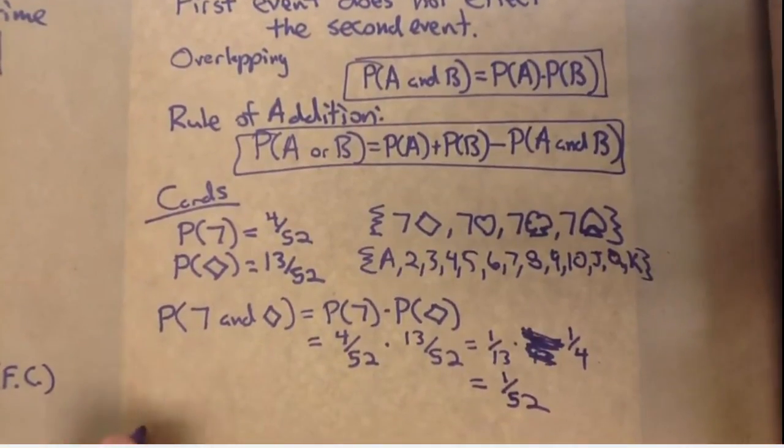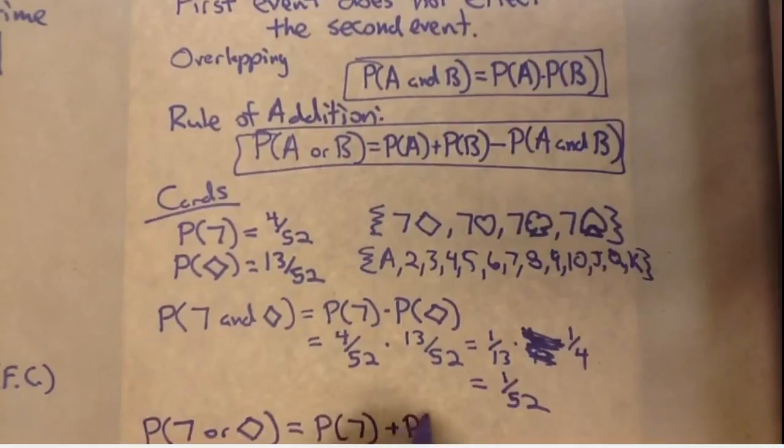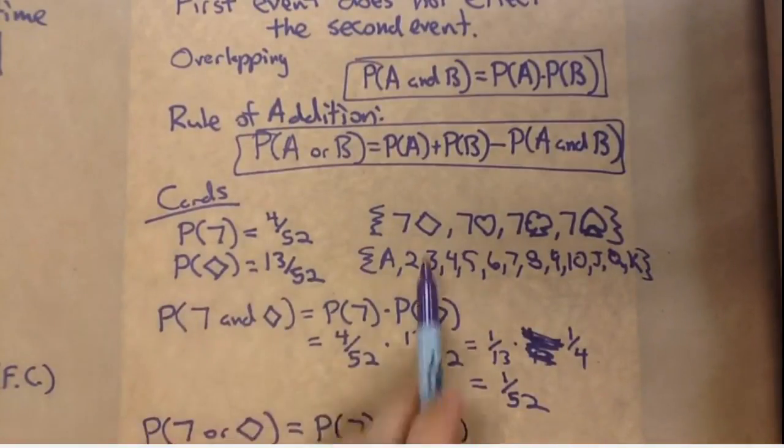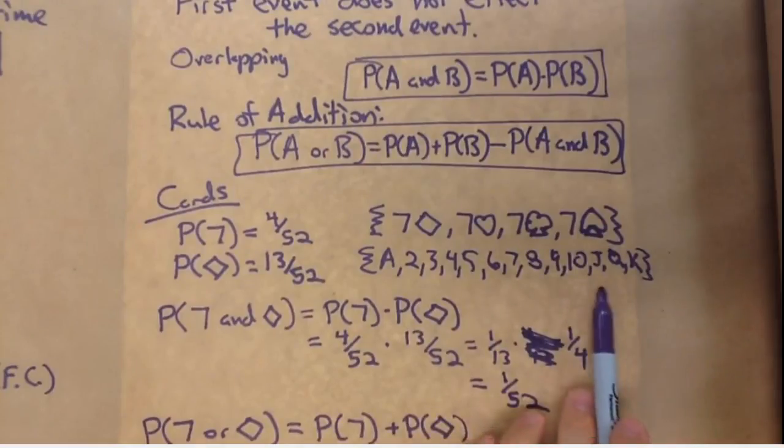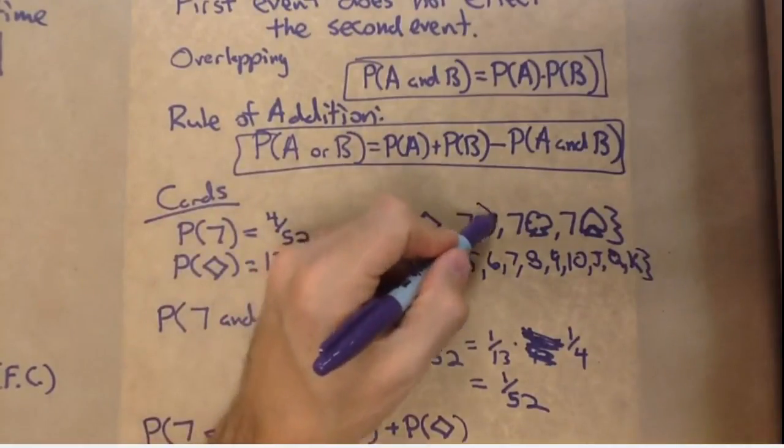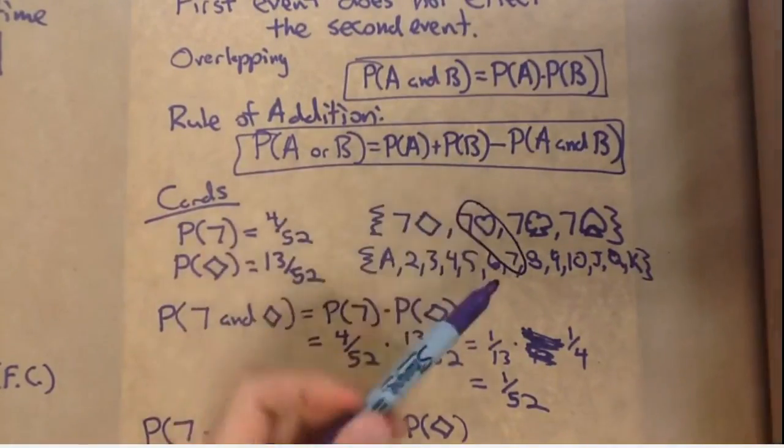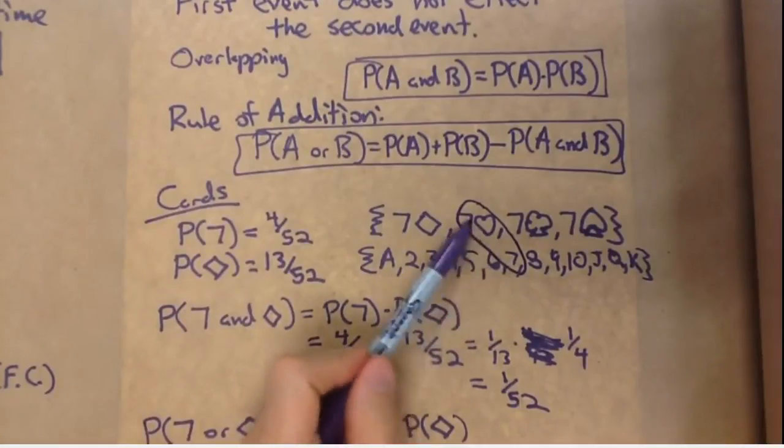Now, let's go to the or statement. So this is the probability of a 7 or a diamond. Now, if I just did the probability of a 7 plus the probability of a diamond, let's look at that scenario. So there are 4 out of 52 are 7s, and 13 out of 52 are diamonds. And if I look at this group and I count them, I actually get 17 total. But 17 over 52 is not our correct answer. And the issue is this right here. This card, or these values right here, are the exact same card.